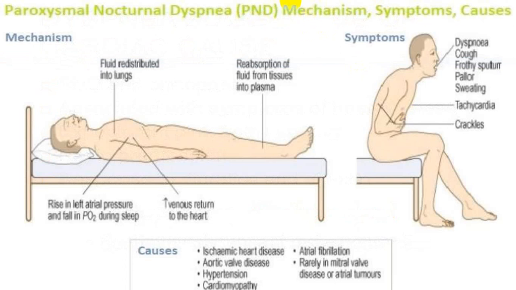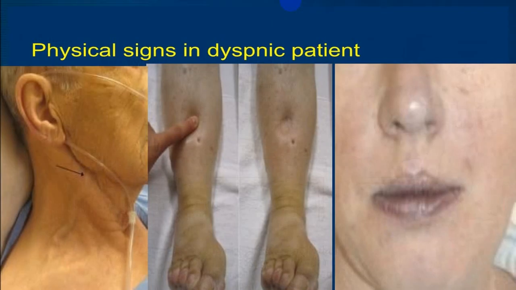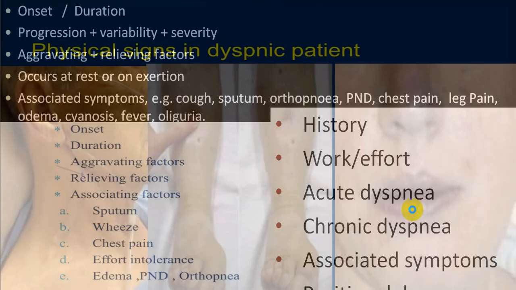PND will have a separate lecture, and orthopnea also will have a separate lecture. Usually in cardiac, you will have a JVP elevated. This is the external jugular vein. You will have a JVP elevated. You will have bilateral pitting edema. You will have cyanosis, quite common.